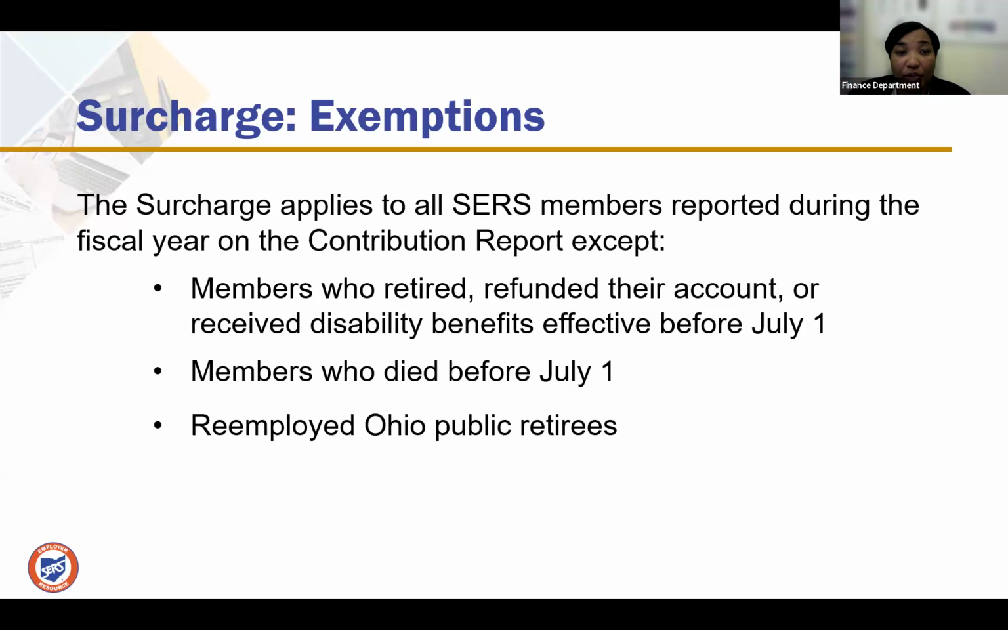So people that should not be on your report are members who retired, refunded their account, or received a disability benefit effective before July 1. Members who died before July 1, and then reemployed retirees of the Ohio public system. So reemployed retirees should not be on your list. If you find some individuals on your list you think should not be there, you can always send an email to Employer Services and we will review that further. Typically, if it's just one person it really would not change your due amount to SERS, but we'd be more than happy to check it out just to make sure everything is correct.